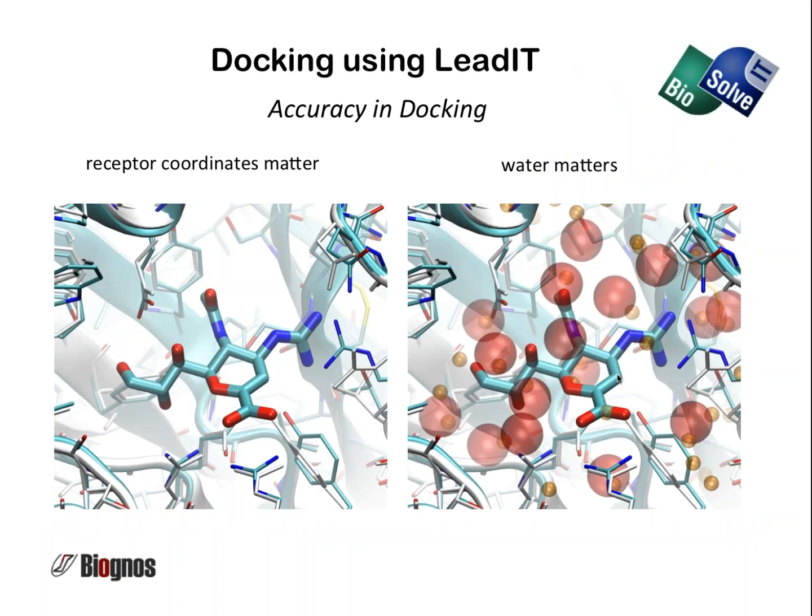So what is the take-home message from that exercise? The docking outcome is significantly influenced by the receptor that you pick, and as you can see on the left-hand side, the receptors are not identical, but I would say they are in the range of typical variations of crystal structures. So depending on which crystal structure you pick for your docking, you can have completely different outcomes. And the second is that water makes a huge difference in the accuracy of the docking.